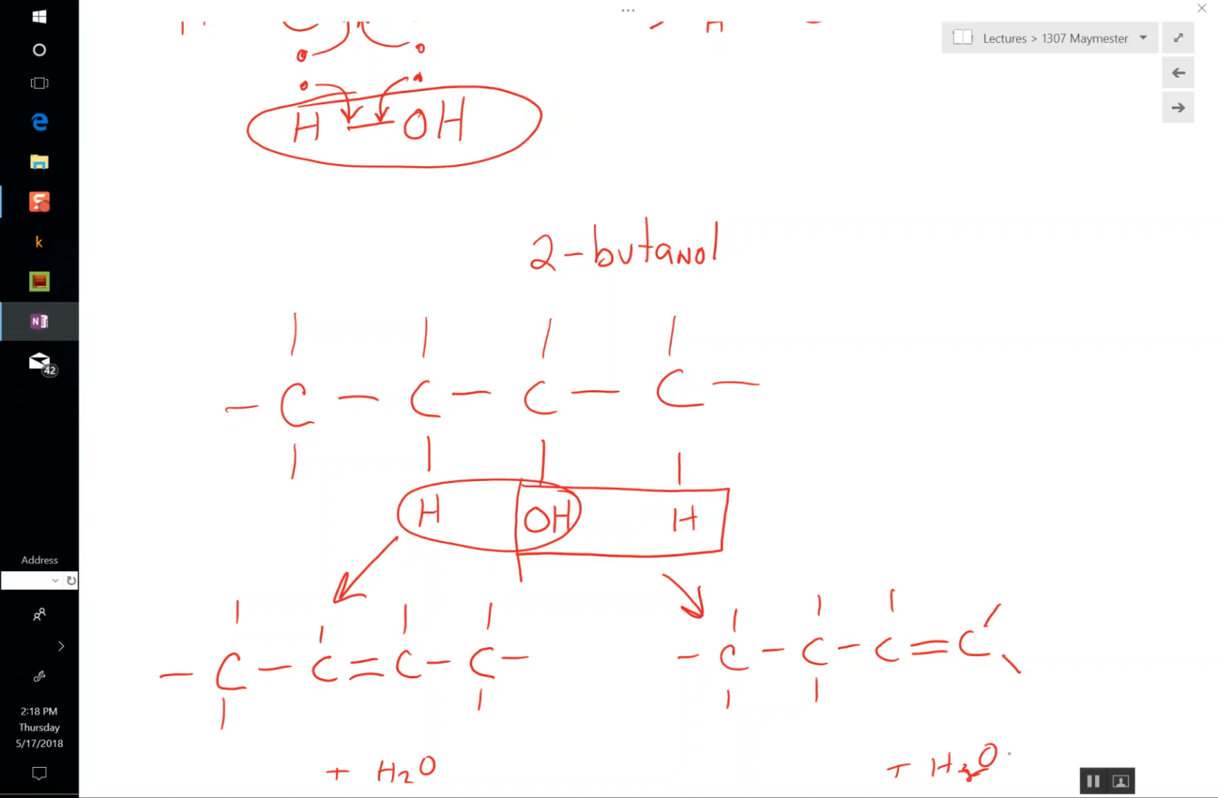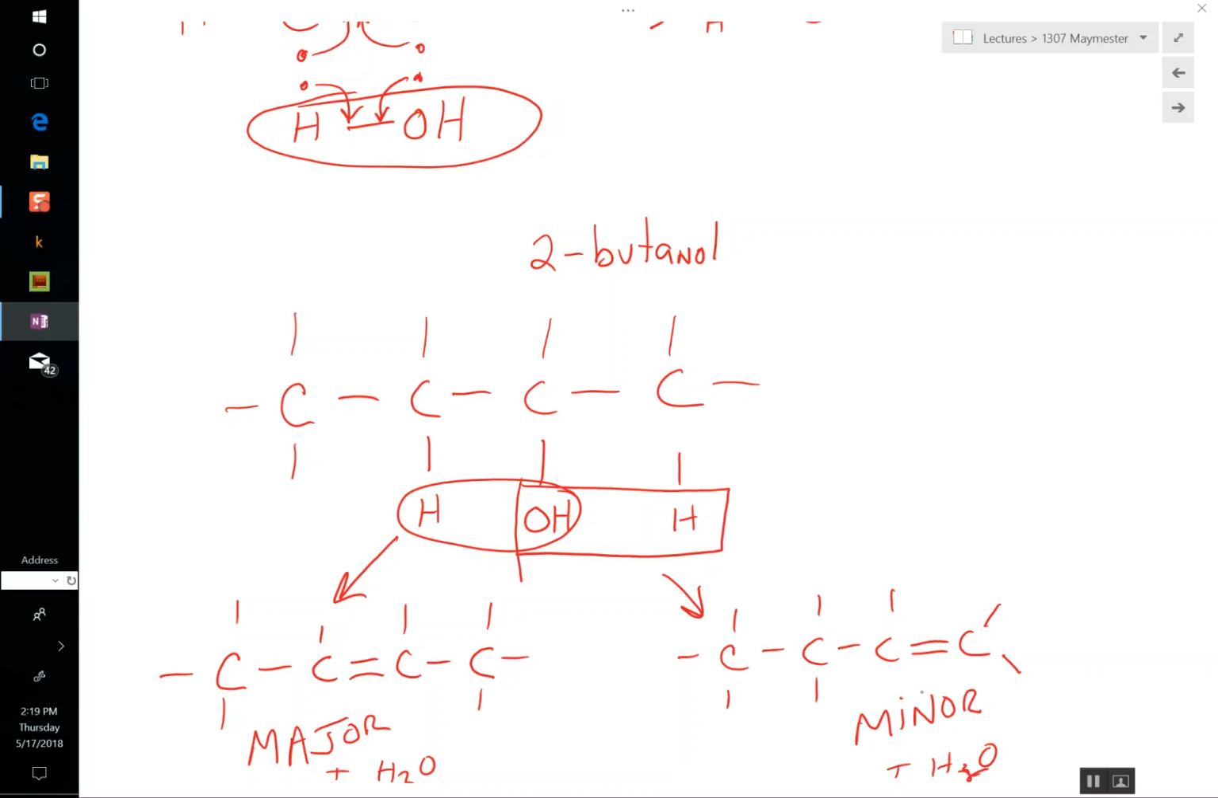We gotta understand now, this is major. This is the minor. And usually on homeworks and different things like that, I'm going to say draw the major product from the dehydration of this particular alcohol.